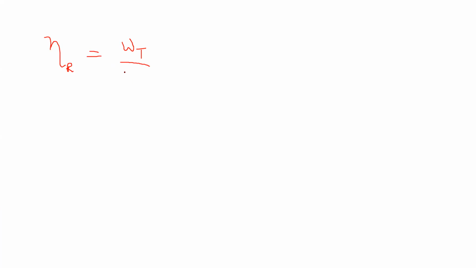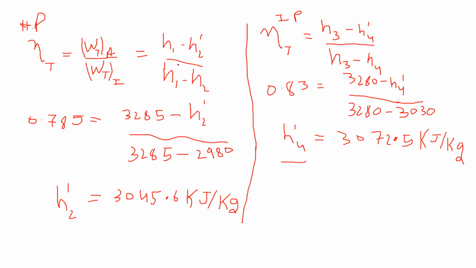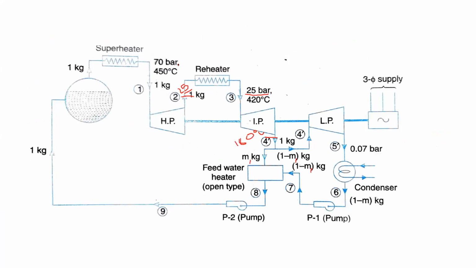What is the heat supplied here? There are two heat interactions in this cycle. I'm just writing it down directly. If you look at this diagram, the 9 to 1 process is one heat addition, as well as the 2 to 3. 9 to 1 as well as 2 to 3, these two are heat addition processes in your cycle.